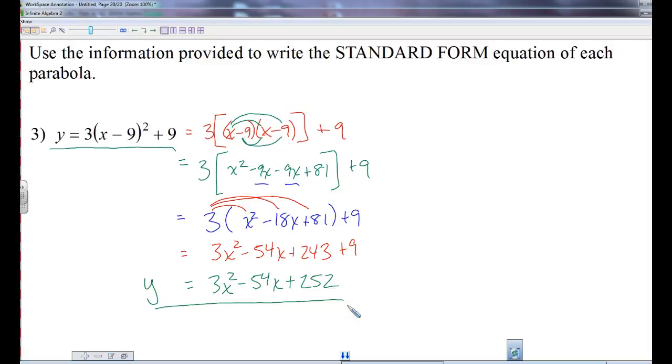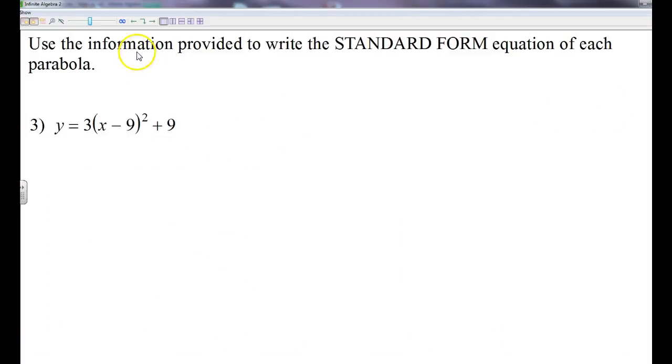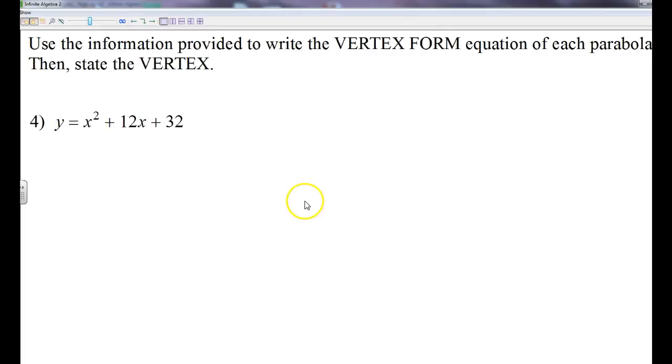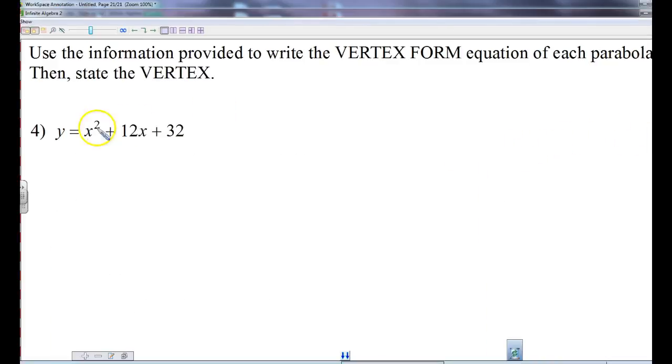Now we're going to move on to the one which you may consider a little trickier and uses something that we have learned before. So now let's go down. Now we're going to move the opposite way. Problem number 4. All right, the directions say use the information provided to write the vertex form equation of each parabola. Then state the vertex. So now we're not starting out in vertex form, we're starting out in this form, which is standard form. And we have to move into vertex form.